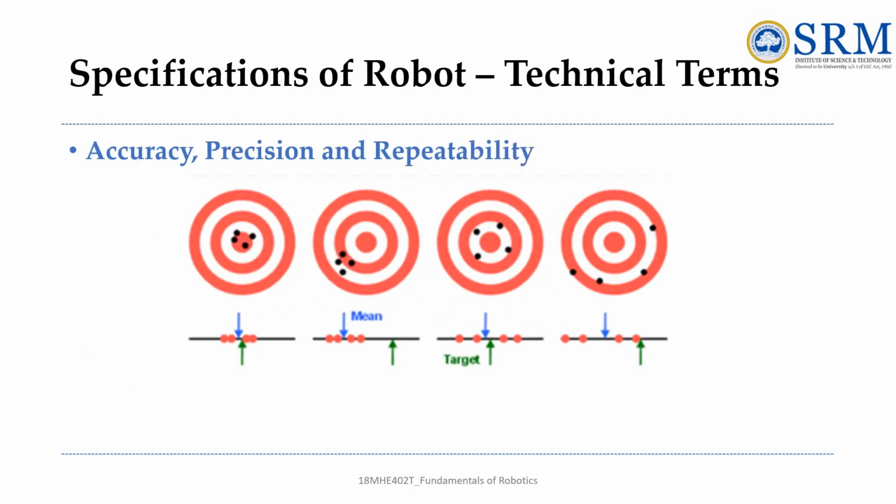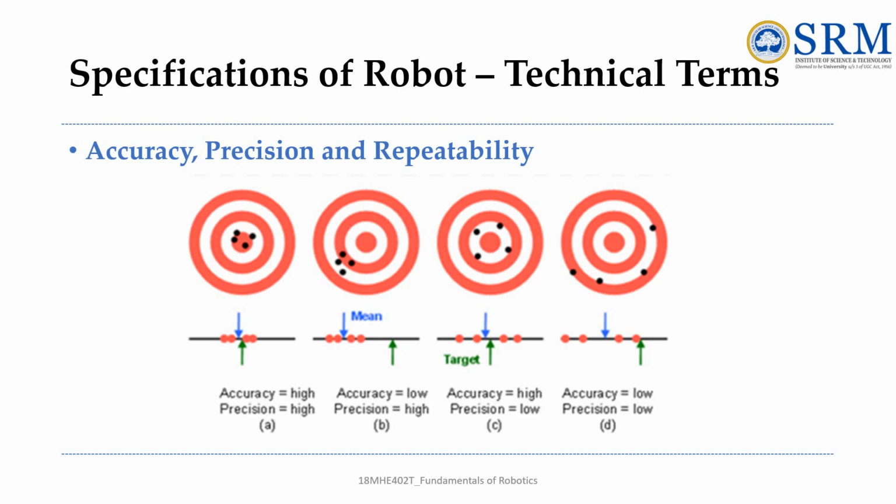Next, you could see here the pictorial representation of accuracy, precision, and repeatability. In the first figure, accuracy and precision are high. In the second picture, you could see precision is high, where it is hitting the same target, but accuracy is low. In the third picture, you could see it is hitting the target, so accuracy is high, but precision is low. It is not at the same location. And in the fourth picture, you could see both are low. That is no precision and no accuracy.